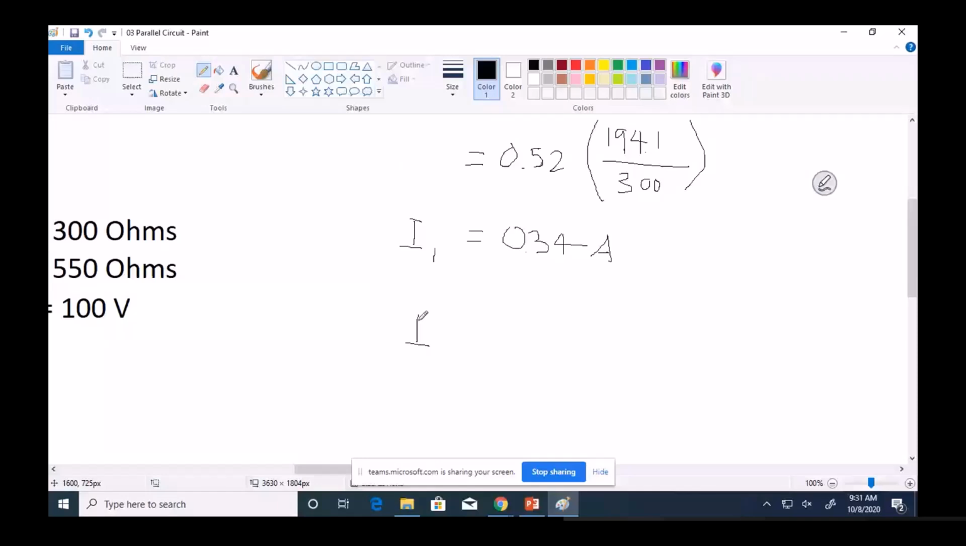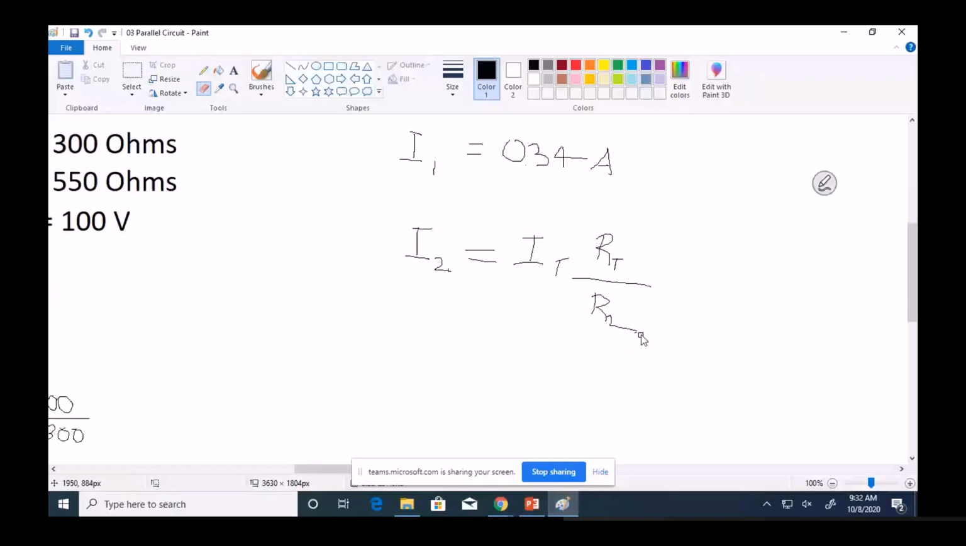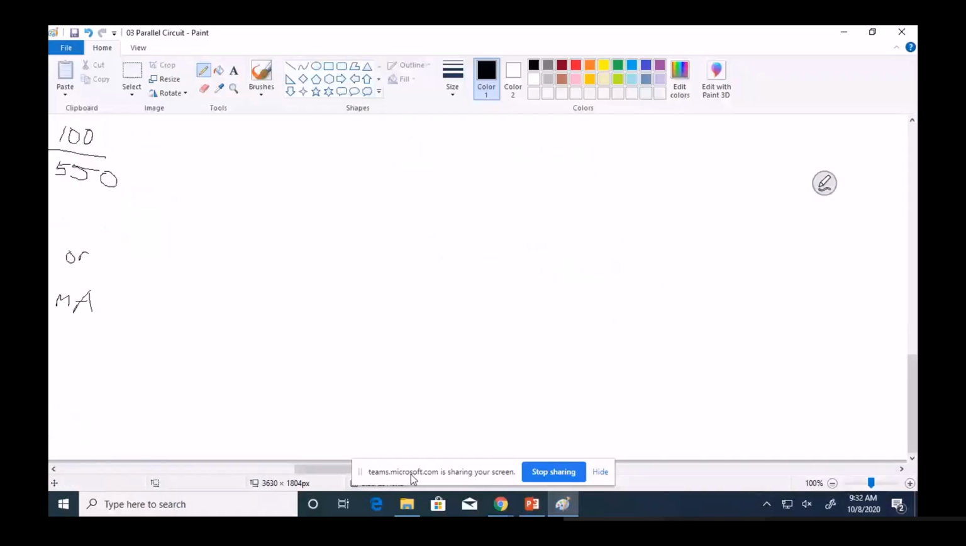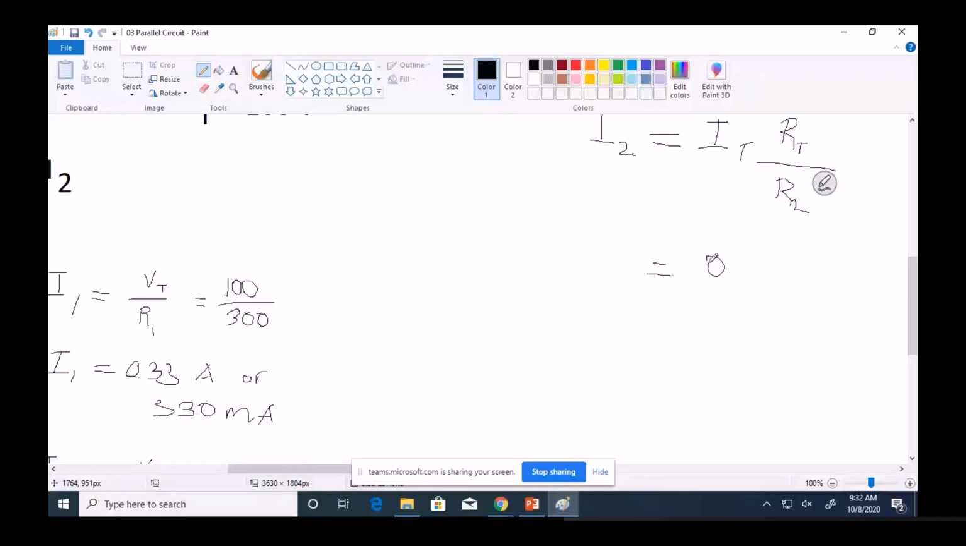Another, for the I2, many got mistakes on memorizing the CDR. This is the R total divided by here, R2. That's R2. Then we will get the same answer. Surely we get the same answer, 0.18. I will not write anymore. You can do it later. You can check. So these are the answers.